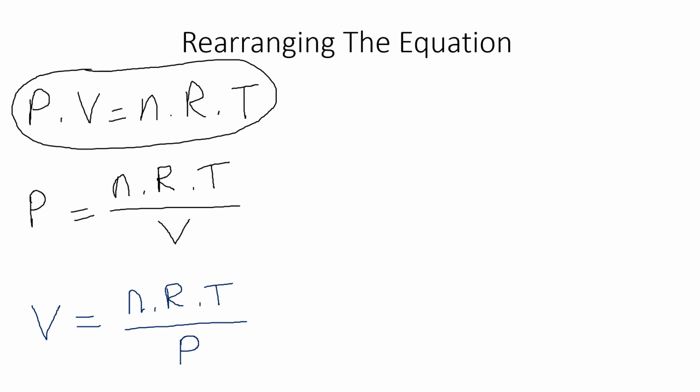And then there are two more scenarios you might encounter. One where you want to calculate n, to make n the subject of the equation. So you could say here that you need to divide both sides of the equation by R times T. So R times T divided by R times T just disappears. And then it becomes n equals P times V over R times T.